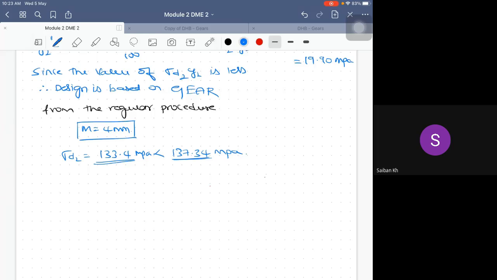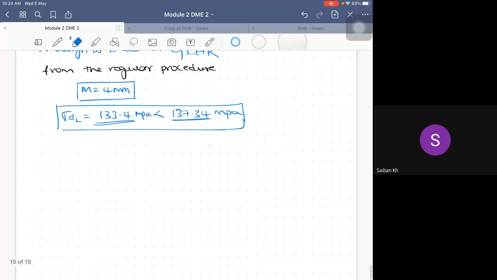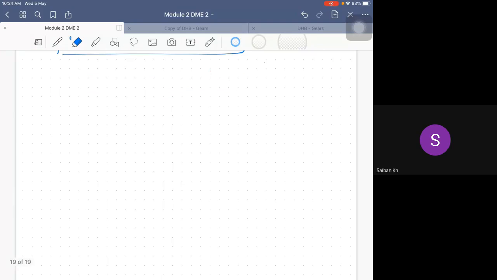Okay. No issue. We shall just check this out. This is the conclusion. So we have decided upon the module number 4. Very good. Next, what do you have to do once this is done? You have to check on the dynamic load, isn't it? So next, we should check upon the dynamic load.